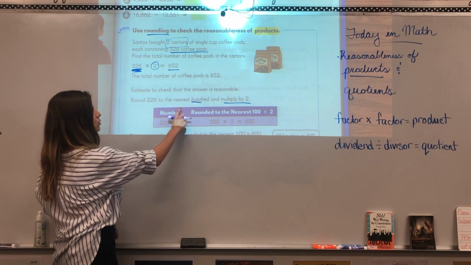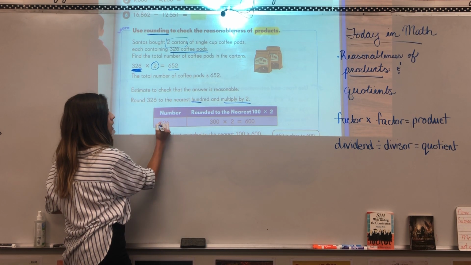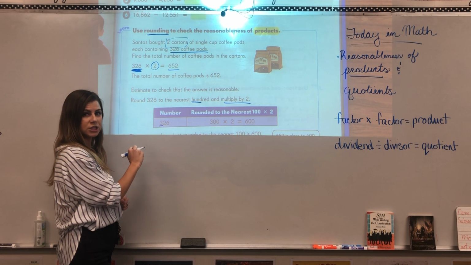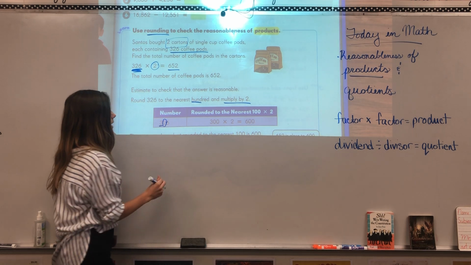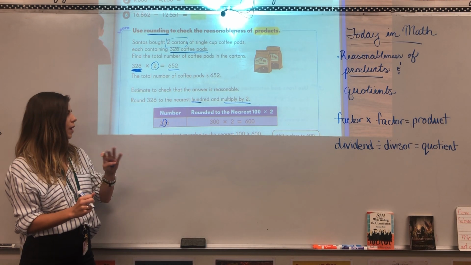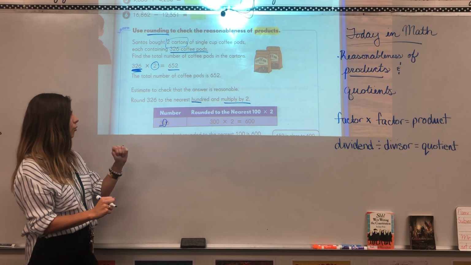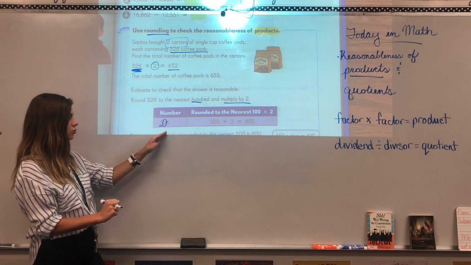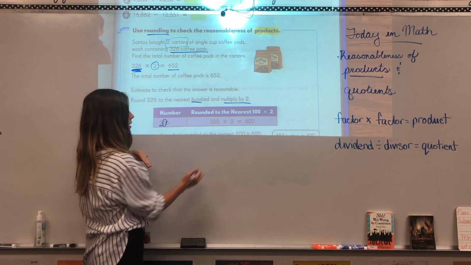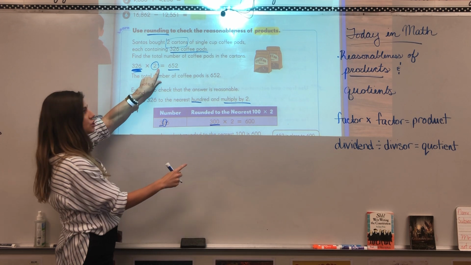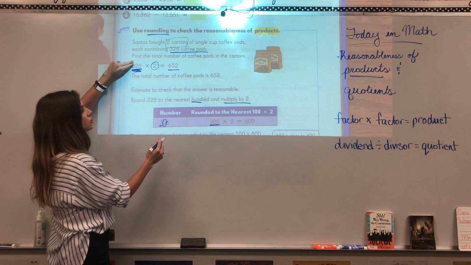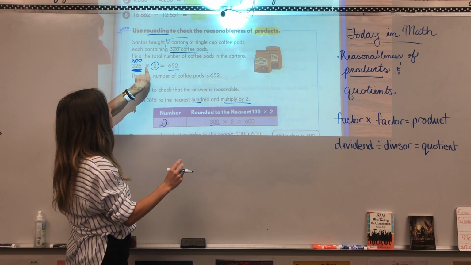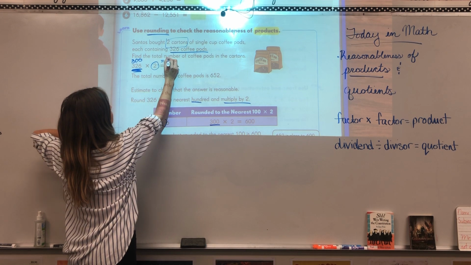So 326, we're rounding to the nearest 100. So we underline the hundreds place value. There's a 3 in the hundreds place. And then we circle the digit to the right, which is the 2. Now, remember our jingle: 5 or more, add 1 more, or raise the score; 4 or less, let it rest. 2 is less than 5, so we let it rest at 3. 326 becomes 300. Now we do 300 times 2, just like it is in the problem. We've substituted the rounded 300 for 326. So 300 times 2 gives you 600.